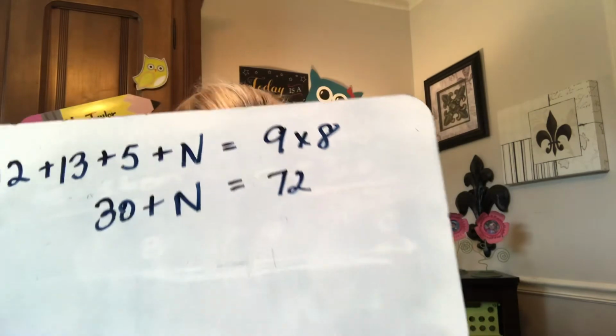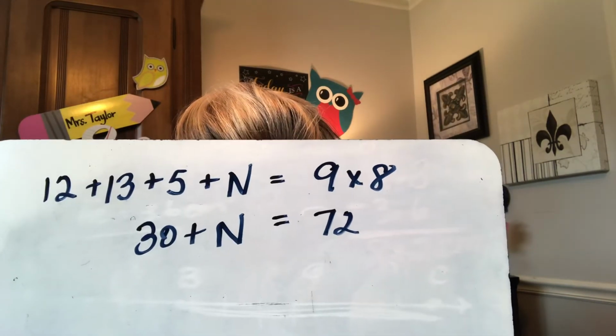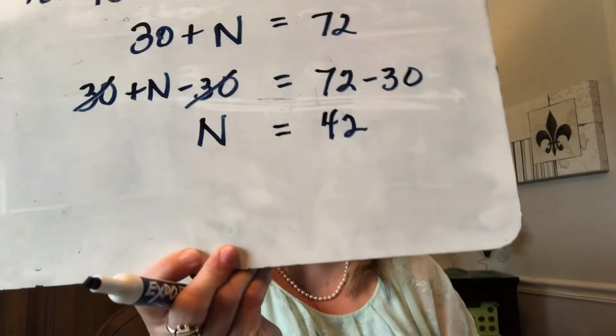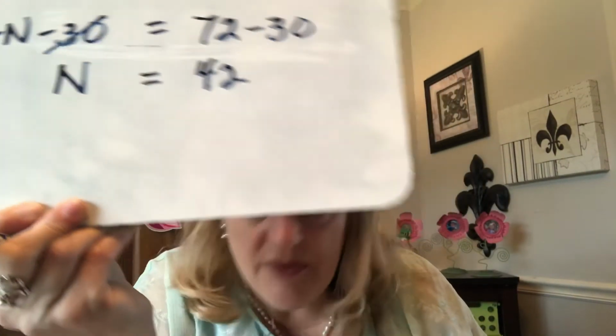Okay, so I know the opposite of adding is subtracting, and I need to get n all by himself. I'm going to subtract 30 from the left side of my equation, and then I've got to come over to my right side and subtract 30 as well. So I'm going to say 30 plus n minus 30. That's just going to give me good old n. It cancels that out. And now I have 72 minus 30. So when I subtract, I should get 42. Am I right? The book says I'm right.